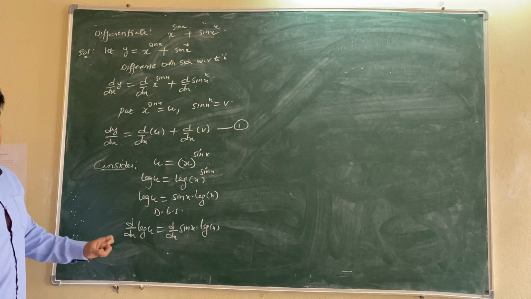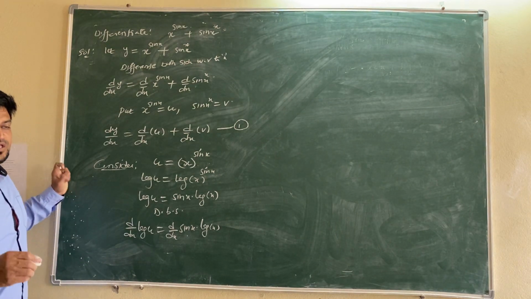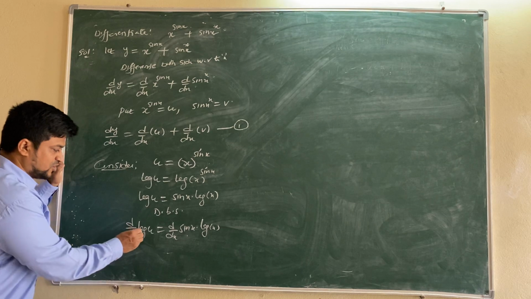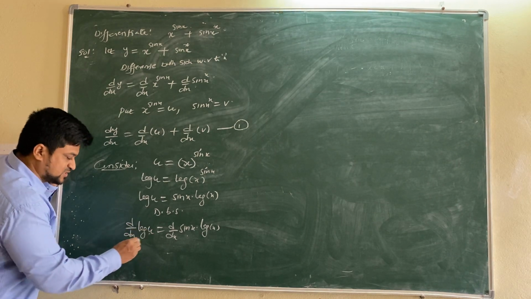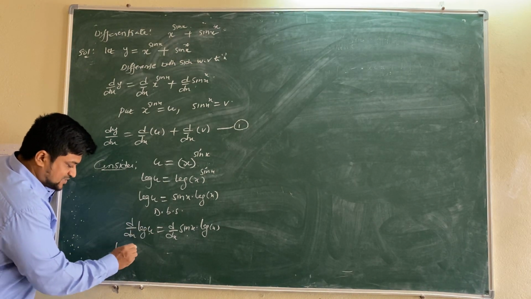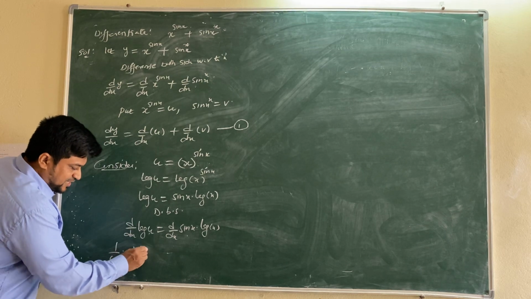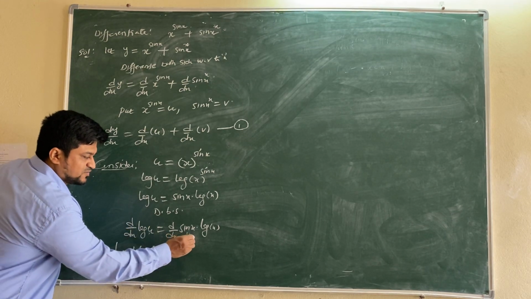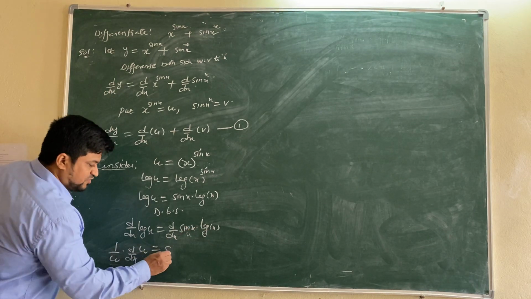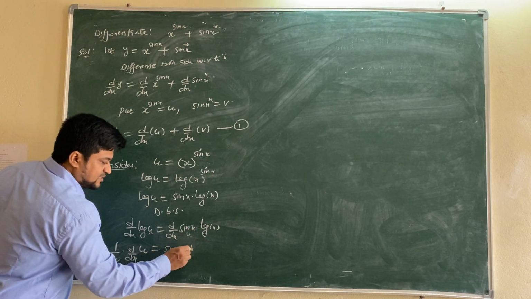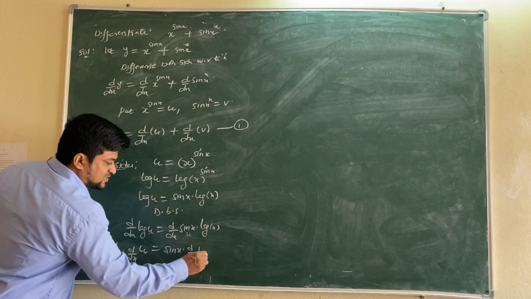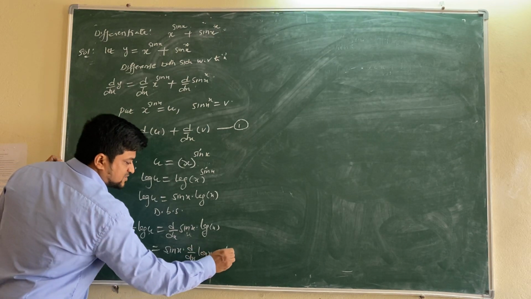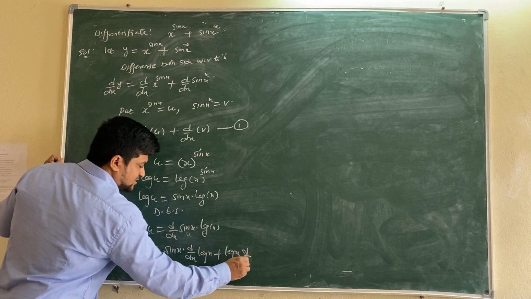Here d by dx of log u will not take 0. U, v, y, x are variables. Log of x, consider this one as x. So 1 by u, d by dx of u. D by dx of this is in which form? UV form. First we write sin x, d by dx of log x, plus log x, d by dx of sin x.